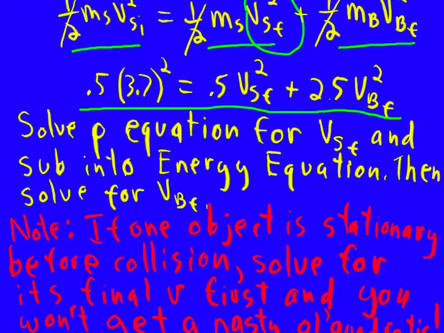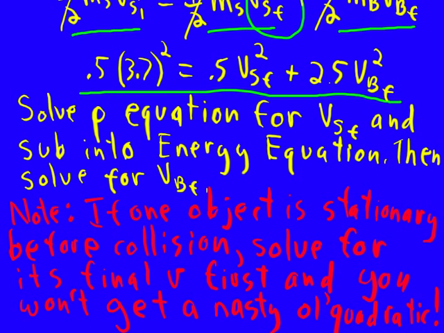Here's a little hint that will help you. If one object is stationary before the collision, solve for its final velocity first, and you won't get a quadratic. One answer is always the velocity of the object without a collision, and since that is 0 for the block, it will eliminate having the quadratic, which isn't a big deal either way.